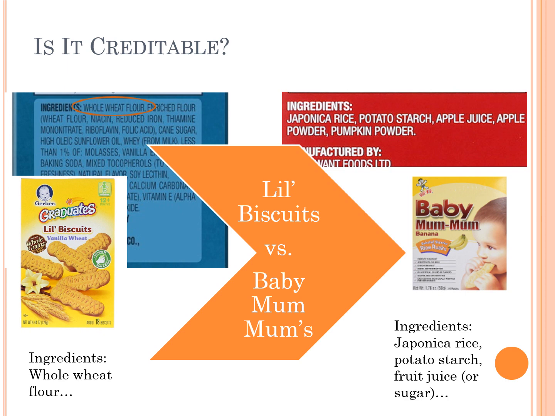On the other hand, baby mum-mums are highly processed and are mostly starch and simple sugars. The first ingredient is rice, followed by starch and sugar from fruit juice. There are not any whole or enriched grains at all in this product.